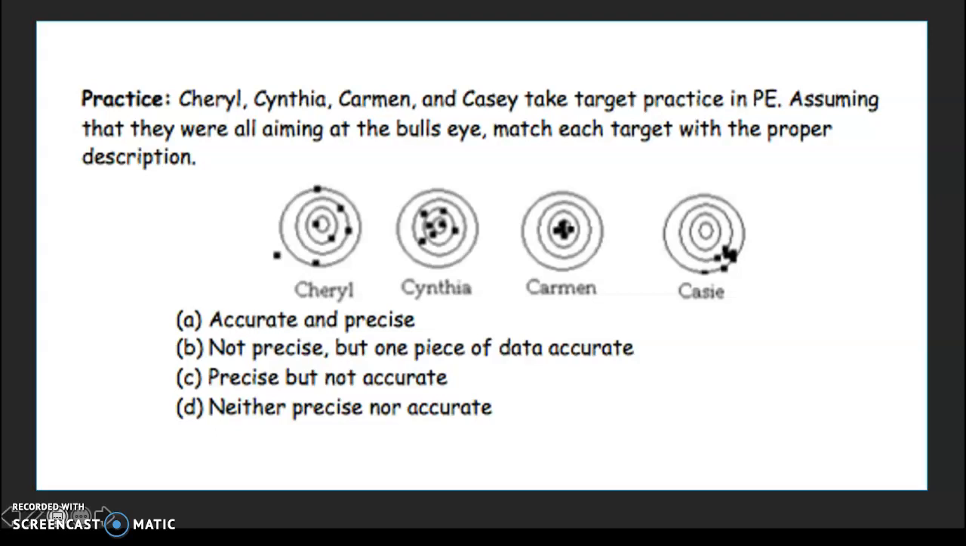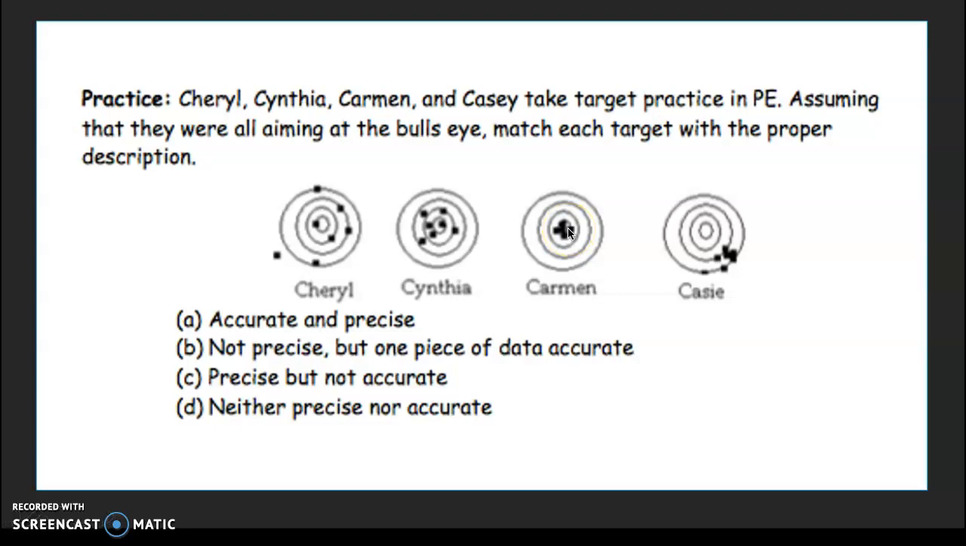So the goal was for us to hit the target, and the target is right in the bullseye, right in the middle, right? So if we look at all of these images, the only person who was successfully able to do that is Carmen, because Carmen hit the middle every single time. So we would give Carmen that she is accurate. But Carmen is also precise because Carmen hits the center dot every single time.